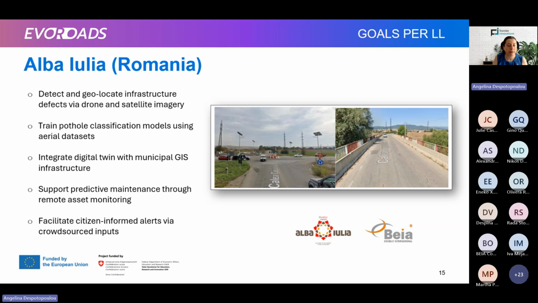They will be integrating the digital twin provided by the project with municipal GIS infrastructure. This is already something that the municipality has integrated. They will support predictive maintenance through remote asset monitoring and facilitate citizen-informed alerts via crowdsourced inputs.